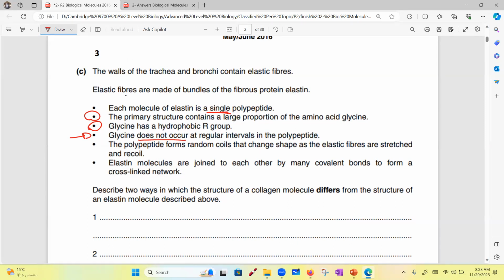The polypeptide forms random coils that change shape as the elastic fibers are stretched and recoiled. The collagen, are they random coils? No, they are a stable triple helix. Elastin molecules are joined to each other by many covalent bonds to form cross-links. This is a similarity. So tell me, Karim, what are two differences in what you read?